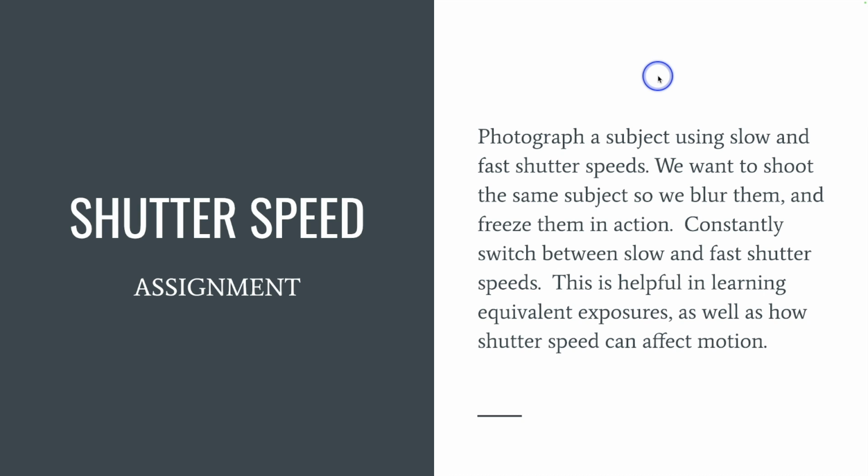This assignment can be difficult. And look, this assignment isn't about getting great photographs. It's learning how to use your camera. The first few assignments are about learning how to use your camera first. Then we can worry about taking great photos. So we want to constantly switch back and forth between these slow and fast shutter speeds, both to try the examples and getting used to making equivalent adjustments.